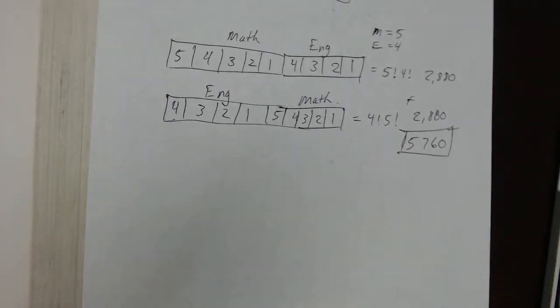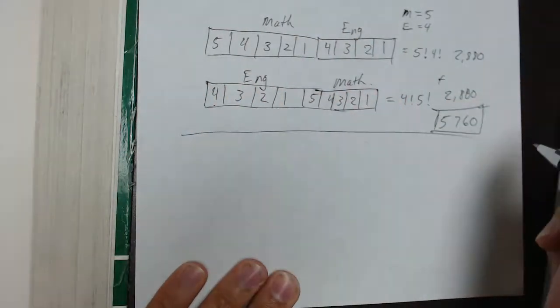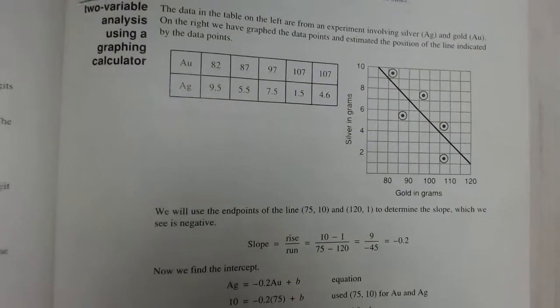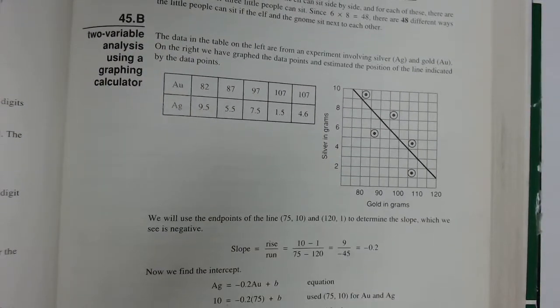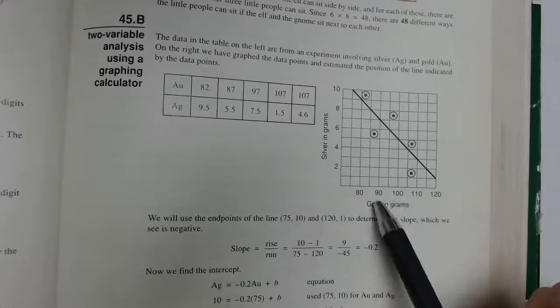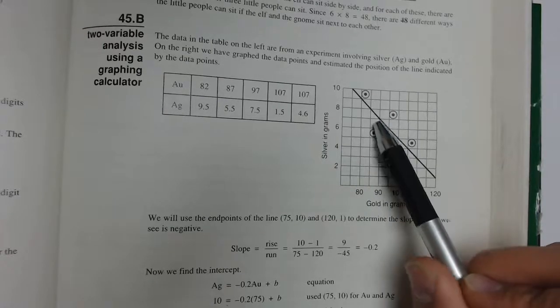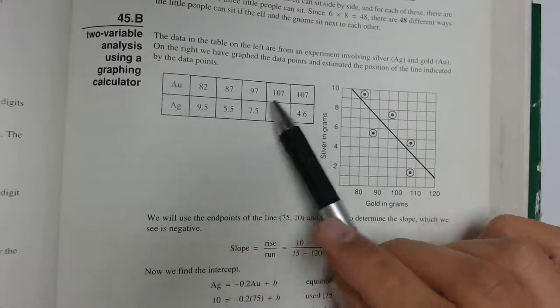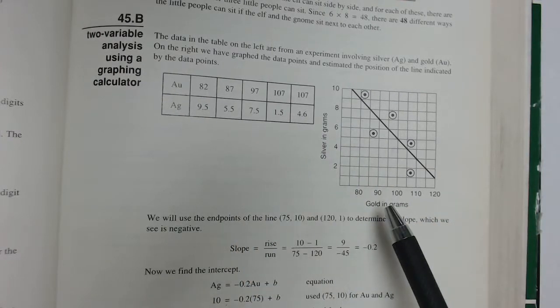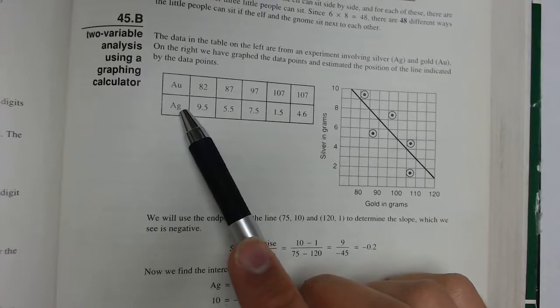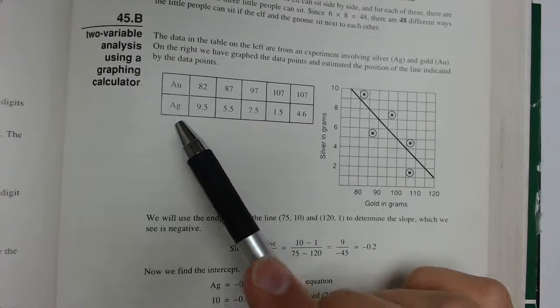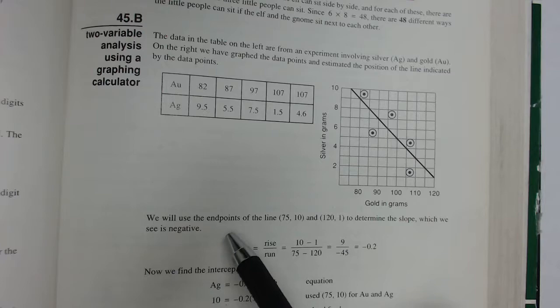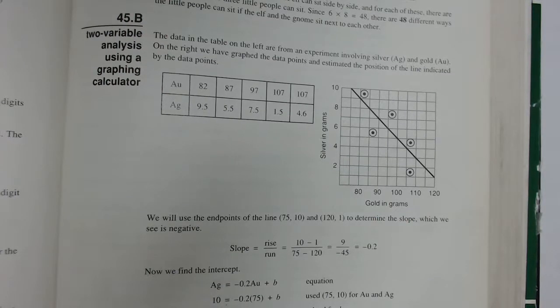So that's permutations. We should be getting pretty good at those by now. Next, we have to learn how to do 2 variable analysis using a graphing calculator. I'm pretty sure I told you guys this was coming, which is they're going to stop giving us these useful graphs to figure out the equation of these lines. So we're going to have to use our graphing calculators to insert this data in terms of gold, which is AU, and silver, which is AG. So we'll go to our graphing calculator.